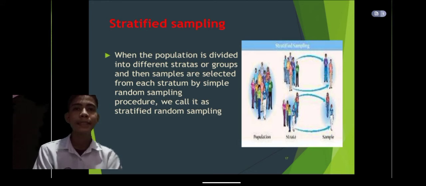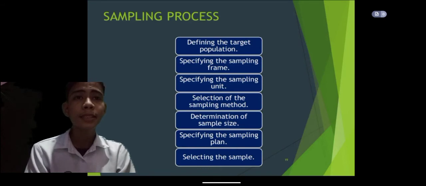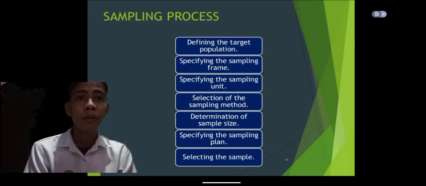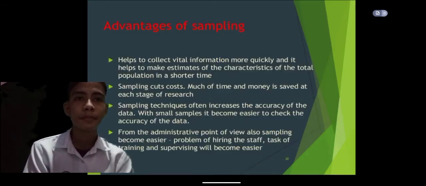Next is the sampling process. It involves defining the target population, specifying the sampling frame and the sample units, selecting the sampling methods, determining the sample size, specifying the sample plan, and selecting the sample.